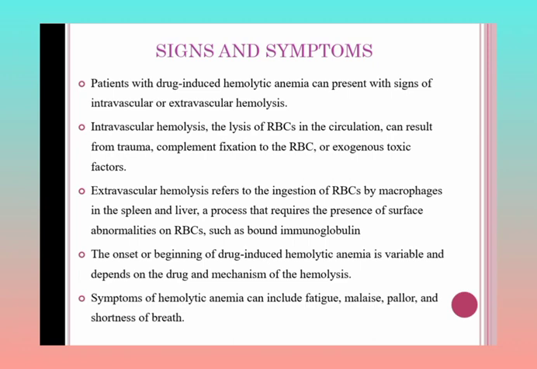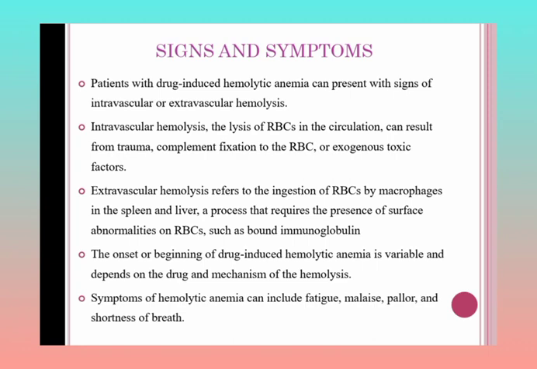This is a process that requires the presence of surface abnormalities on the RBCs, like bound immunoglobulin. The onset, or beginning, of drug-induced hemolytic anemia is variable and depends on the drug and the mechanism of the hemolysis.